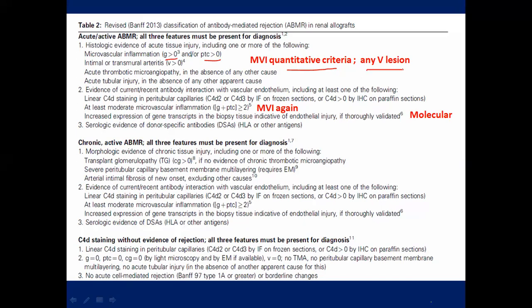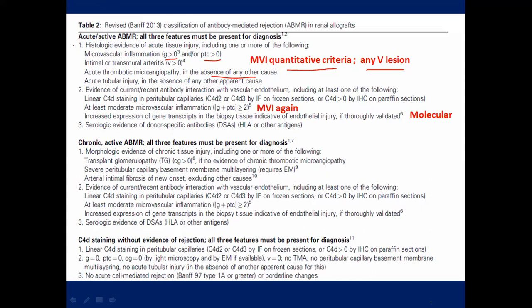So as compared to the previous classification system, from 2000 till 2013 it was believed that it has to be a V3 lesion to be labeled as antibody-mediated rejection. But now it is believed that any kind of vascular lesion, any kind of vascular rejection, V1, V2, or V3, could be a part of antibody-mediated process. Then acute thrombotic microangiopathy in the absence of any other cause, or acute tubular injury in the absence of any apparent cause. So practically there were histological criteria.